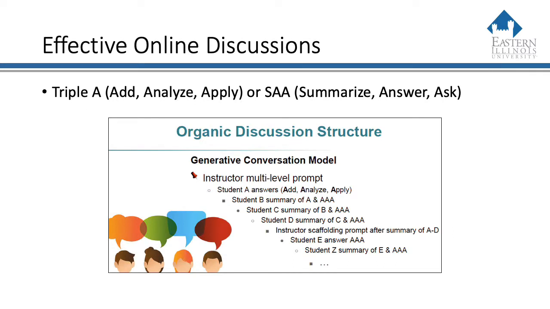The last but not the least is the organic discussion structure. It has a linear structure where each student will add something to the post before them and analyze it, and then they will need to apply it to a new case. The student who posts after this student will need to again add, analyze, and apply. This way, all students will receive at least one reply from others, and the discussion will organically continue. Many instructors have tried this structure in their courses and have found that students liked it and produced high-quality discussions.